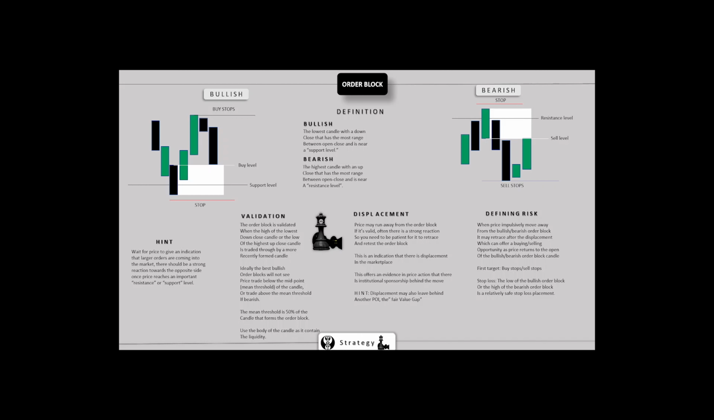And for stop loss, the low of the bullish order block or the high of the bearish order block is a relatively safe stop loss placement. In my case, I only take trades which give me a stop loss of between 20 to 30 pips. I don't take trades that give me a stop of more than 30 pips.